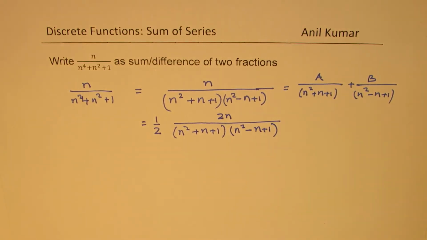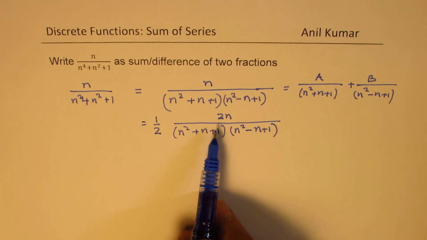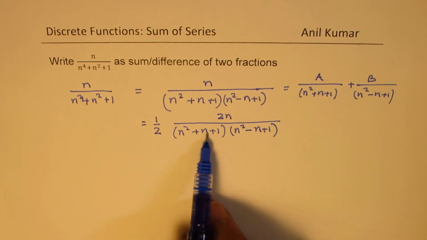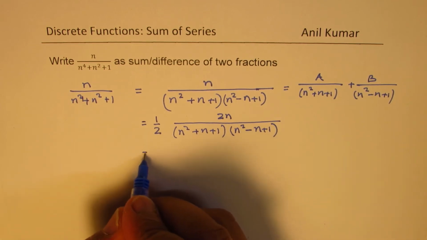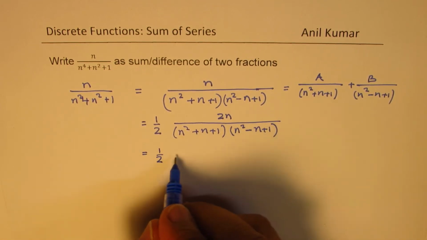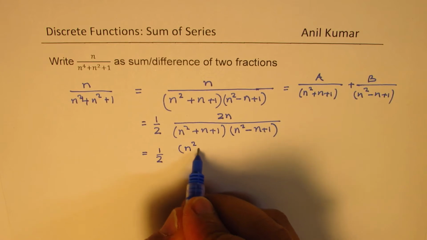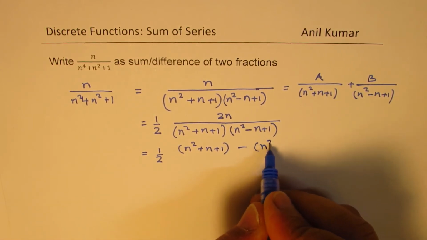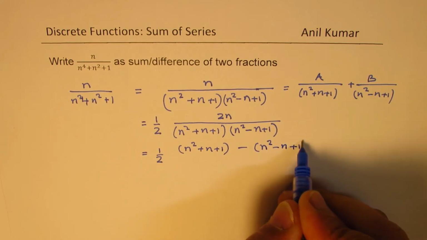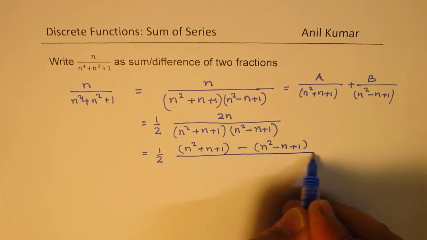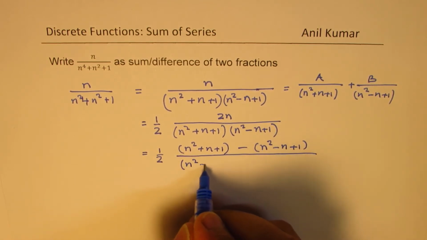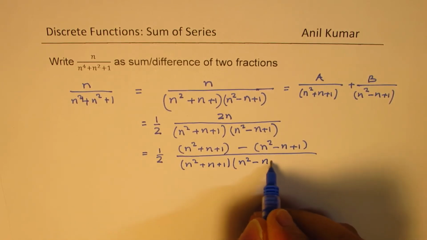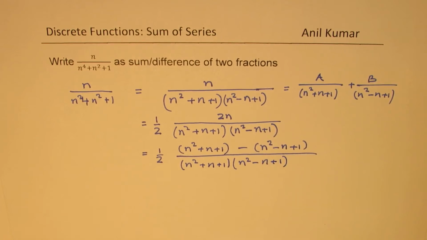Right? So we could write this as this. Now, this 2n can be written as a combination of these two subtracted, correct? So we could now write this as half of (n square plus n plus 1 minus n square minus n plus 1) over (n square plus n plus 1 times n square minus n plus 1). Is that clear to you?